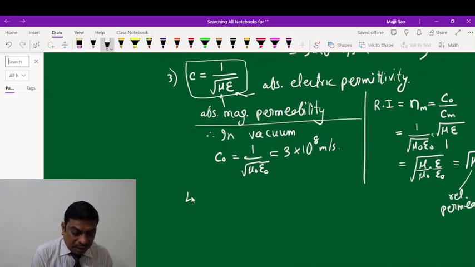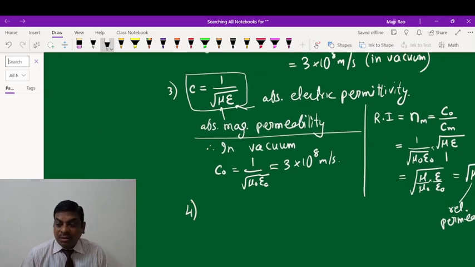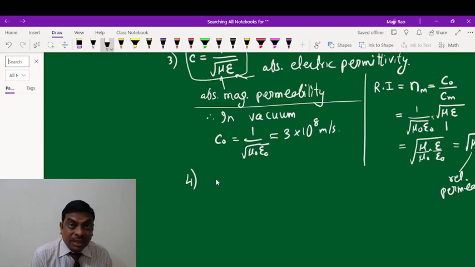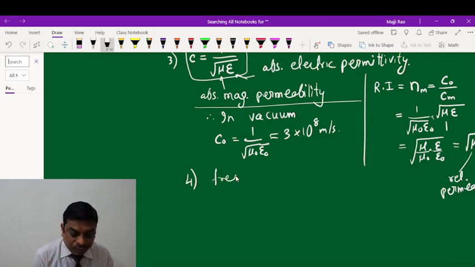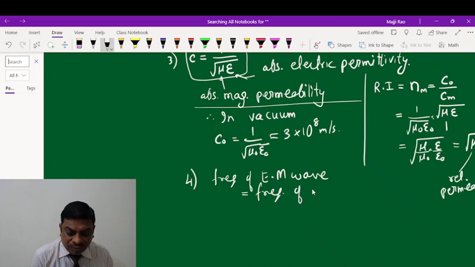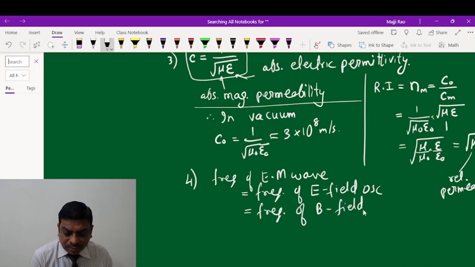Then, as we have already discussed, the frequency of the electromagnetic wave will be the same as the frequency of the source. By the frequency of the electromagnetic wave, we mean the frequency of the electric field or the frequency of the magnetic field. The frequency of an EM wave is basically the frequency of electric field oscillations, or it is also equal to the frequency of magnetic field oscillations. Okay, students? Right.